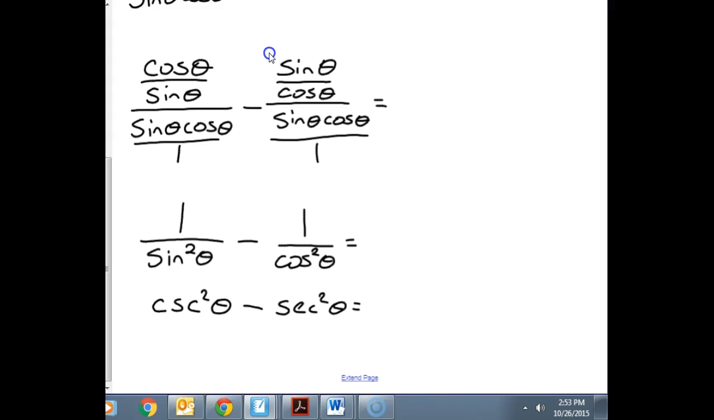Okay? So you just put it right next to it. This is the format that I wanted. So cosecant squared theta minus secant squared theta, just like that. Okay? And you put a little check mark saying that these are equal to each other. Okay? And you are done. In other words, you are showing that the left equals the right.